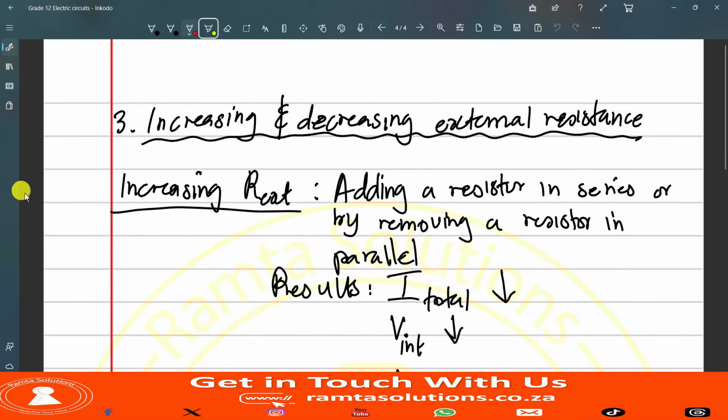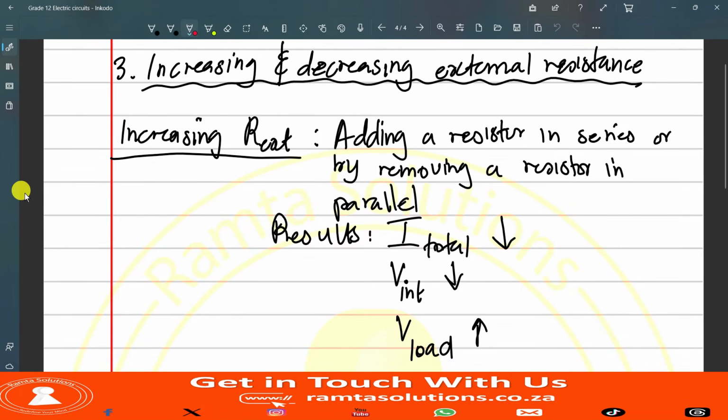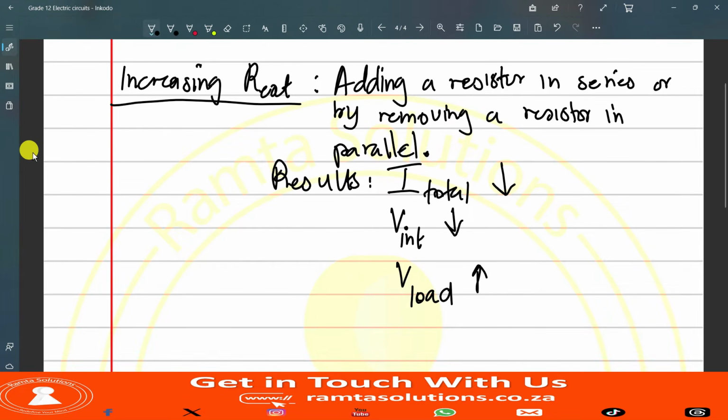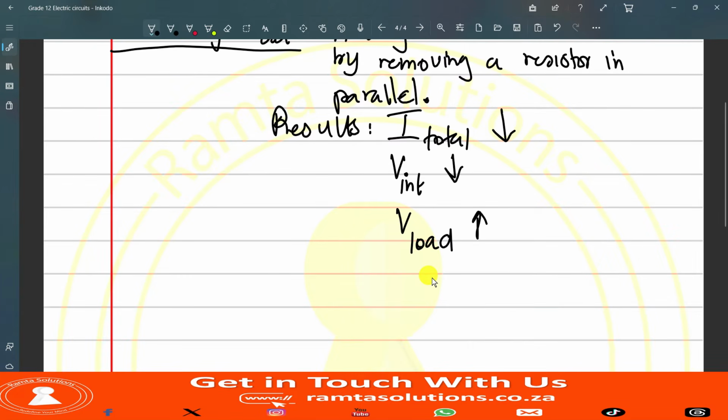So when you increase external resistance, that is by adding a resistor in series or by removing a resistor in parallel, the results will be total current will decrease. When total current decreases, V internal will decrease. However, V load will increase. We're going to explore this shortly, how this is happening. I will show you a mathematical explanation. Now, what happens next?